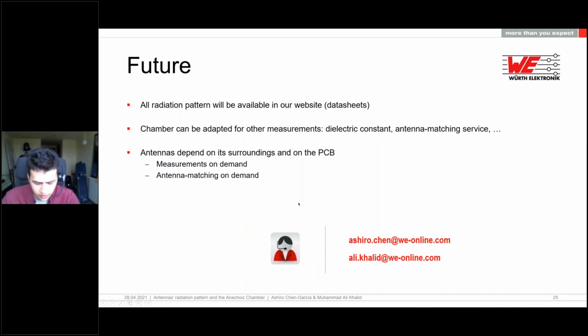For this reason, we think it is important to offer on demand the radiation pattern characterization to our customers or the antenna matching. So we can offer both the antenna matching on the PCB, and then we can perform the measurements. For more details or questions, please contact these two emails or the email before regarding the antenna matching.